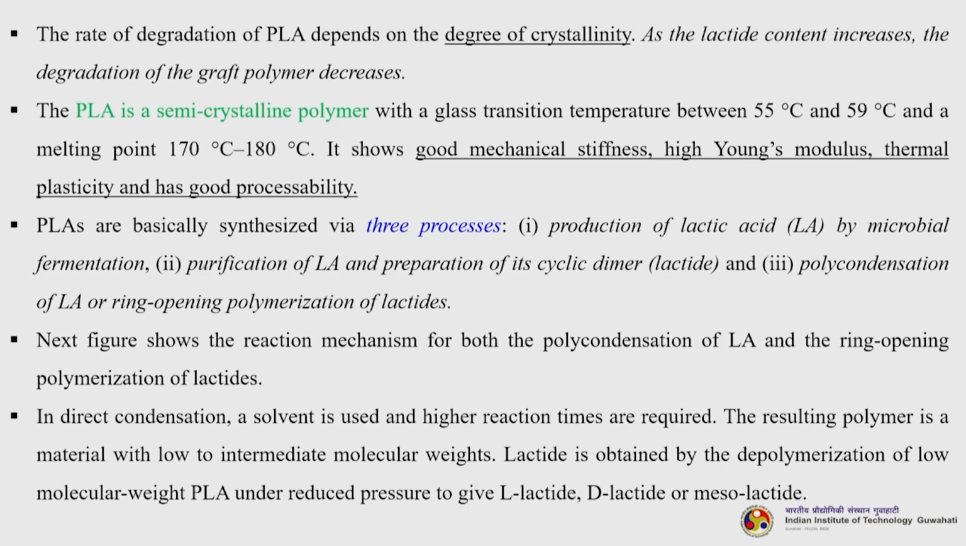PLAs are basically synthesized via three processes: first, production of lactic acid by microbial fermentation; second, purification of lactic acid and preparation of its cyclic dimer, that is lactide; then third, polycondensation of lactic acid or ring opening polymerization of lactides. The next figure shows the reaction mechanism for both the polycondensation of LA and the ring opening polymerization of lactides. In direct condensation, a solvent is used and higher reaction times are required. The resulting polymer is a material with low to intermediate molecular weights. Lactide is obtained by the depolymerization of low molecular weight PLA under reduced pressure to give L-lactide, D-lactide or meso-lactide.